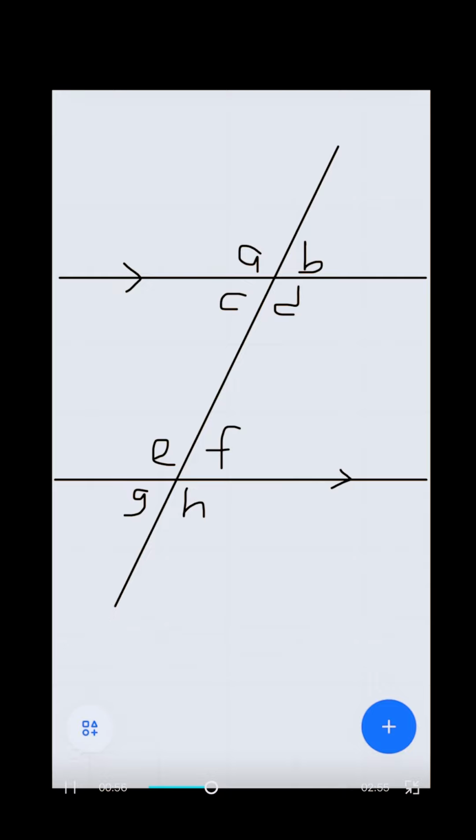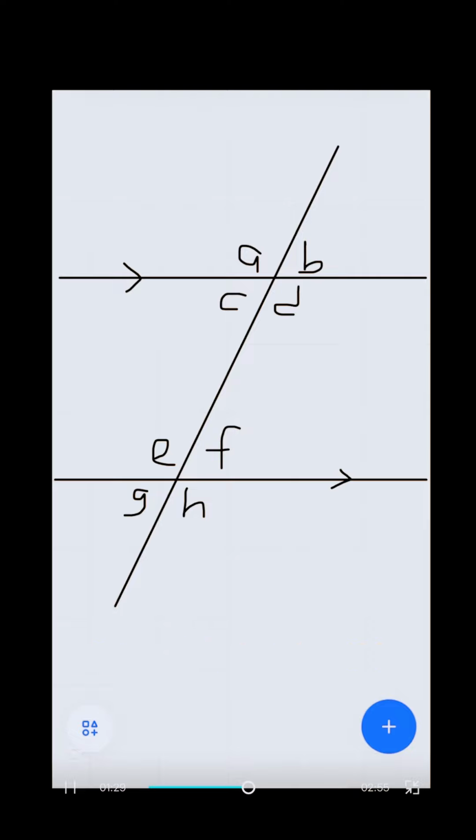Next, let's talk about vertically opposite angles. Imagine two lines facing each other across the crossing line. For example, A and D are vertically opposite, B and C are opposite, E and H are also opposite, and F and G are opposite. The rule for vertically opposite angles is that vertically opposite angles are equal. So if C is equal to 120 degrees, then B is also equal to 120 degrees, and so on.